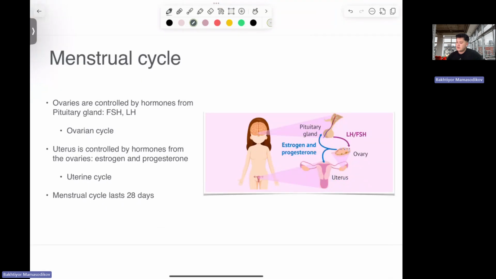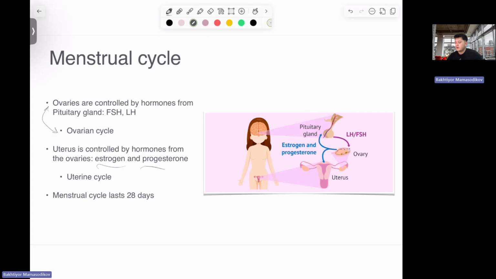So the female gonads are called the ovaries. They are controlled by hormones from the pituitary gland, especially FSH and LH. These ovaries are controlled by the ovarian cycle, and the uterus is controlled by the hormones from the ovaries, estrogen and progesterone.